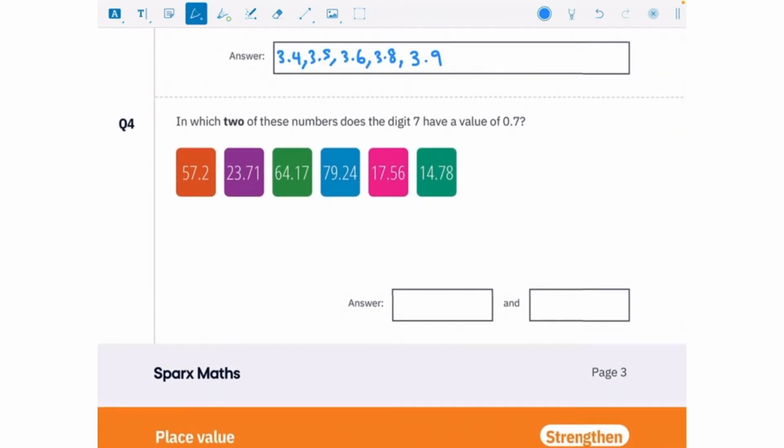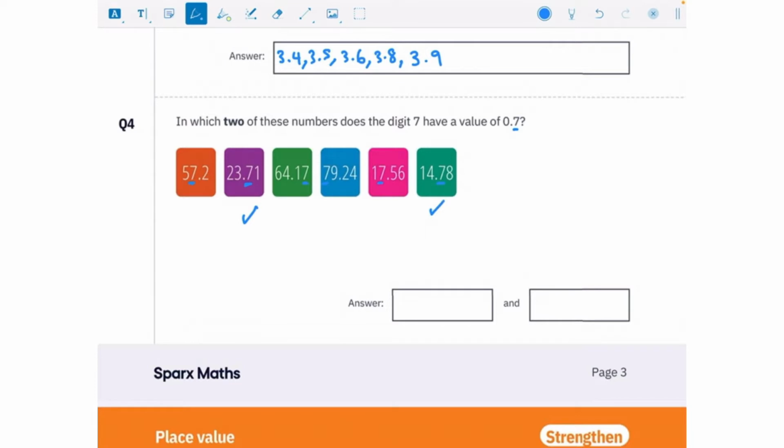In which two of these numbers does the digit 7 have a value of 0.7? So we're looking for a 7 in the tenths column. This has a 7 in the ones column, so that's no good. This one has a 7 in the tenths column, so that one's good, we want that. This one has a 7 in the hundredths column, so that's not the right column that we're looking for. This one's got a 7 in the tens column, a 7 in the ones and a 7 in the tenths column. So this one is also good.